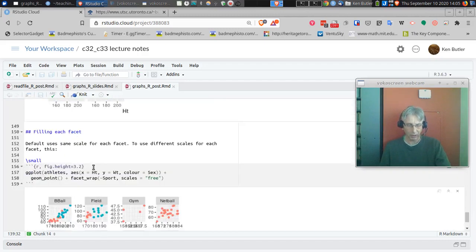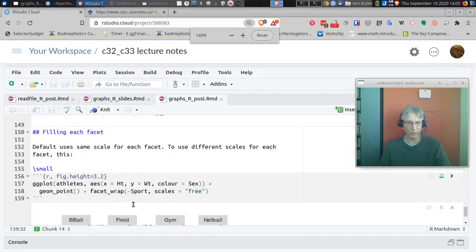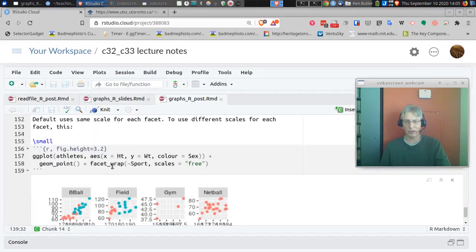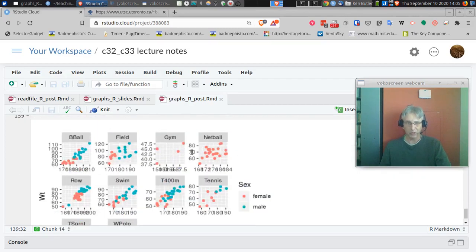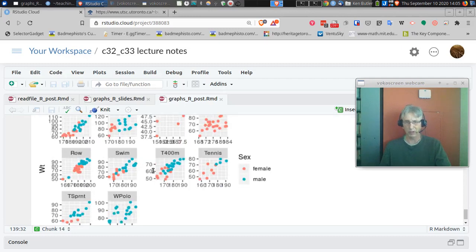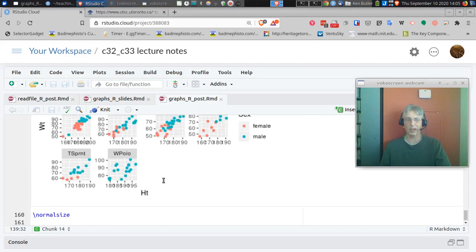And the last thing I'm going to say is the code for this one. Inside the facet wrap, if you put scales equals free, it gives each facet its own scales. So the netball players are this, the gymnasts are all small, so the weight only goes up to 47 kilograms. But the other ones are different. So once again, you have a certain amount of choice in terms of what you want to do.